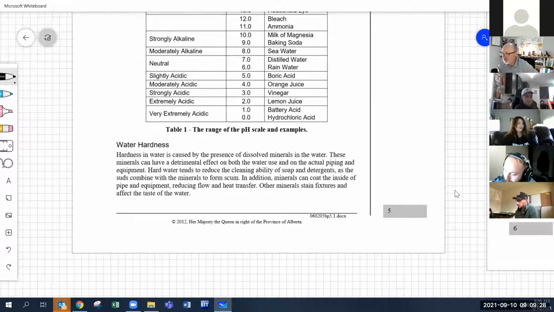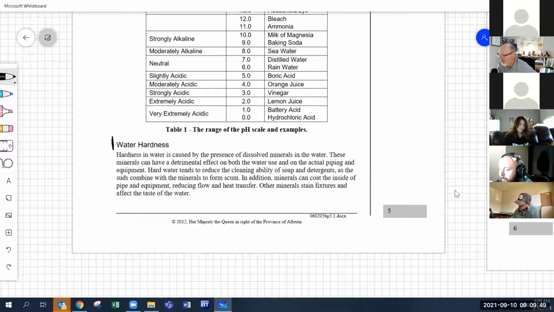So again, water treatment is very important. So water hardness, we indicate water hardness by the presence of dissolved minerals. Why do we have so many minerals in our water? Does anybody know? It's all mountain runoff. Well, that's right.